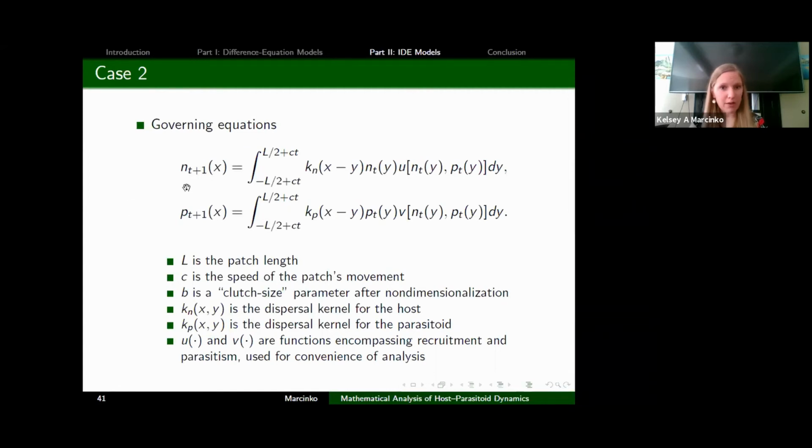In the second model, I'll have both the host population and the parasitoid population on that same patch of length L moving at speed c.